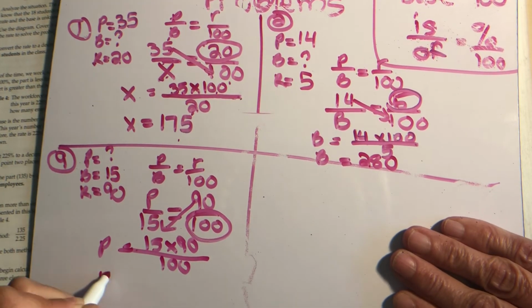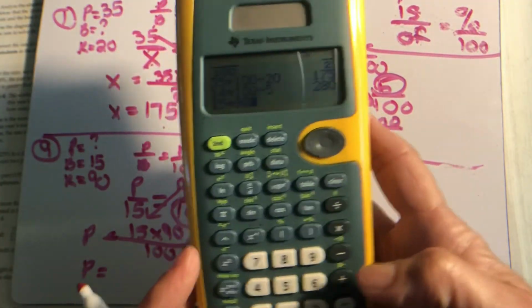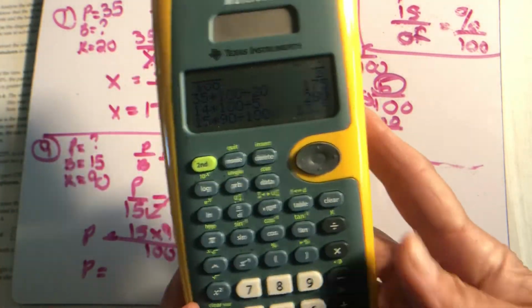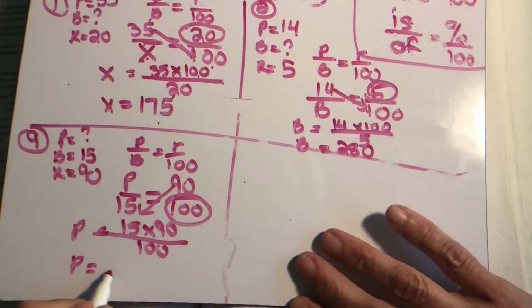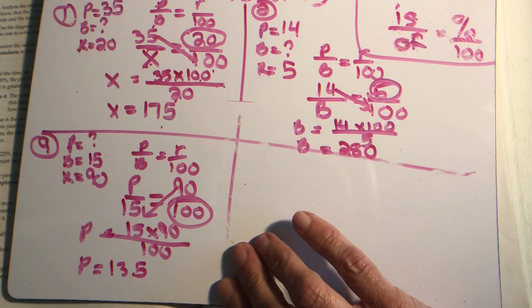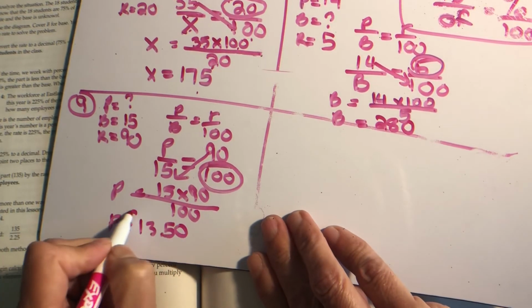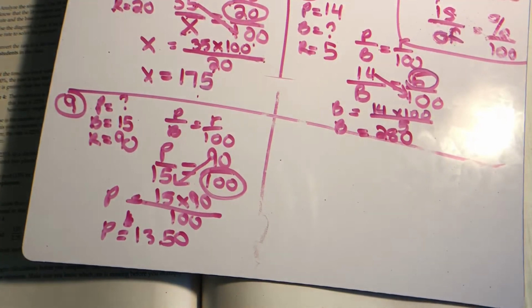And then we solve it. 15 times 90 divided by 100. 13.5. You can have a decimal. All right, and that's it. Okay, and if it's money, was that money? Yeah, so it's $13.50. All right, so that's pretty straightforward. We will continue some more percents in the next series of videos.